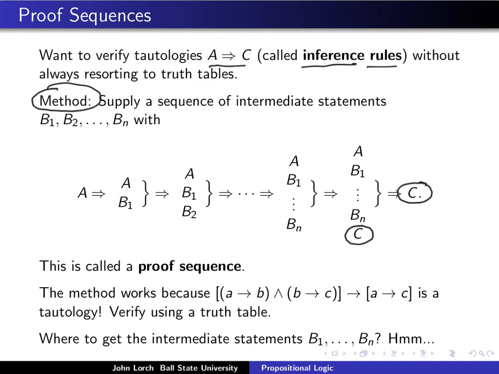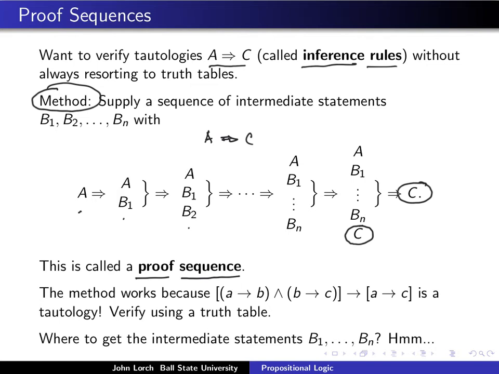Now, this method of supplying intermediate statements has a name. It's called a proof sequence. Now, why does it work? Why should the tautology if A, then A and B1, and if A and B1, then A and B1 and B2, why should that culminate in this tautology, if A, then C? Well, we already sort of saw the answer to that on a previous slide.